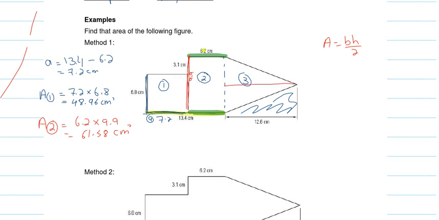So this is your height right here, right? Which is 12.6, and it's given to me outside. They drew it outside. And then the base is this, which is 9.9. It's the same as the red one, right? So that's going to be 9.9 times 12.6 divided by 2.